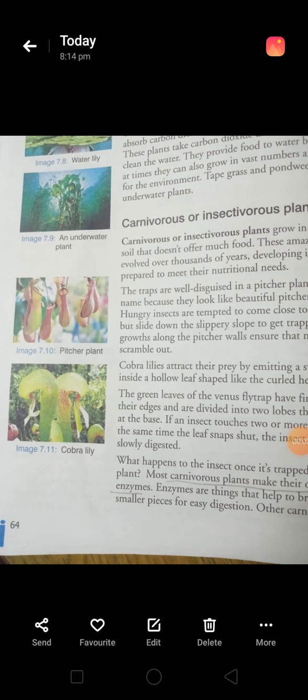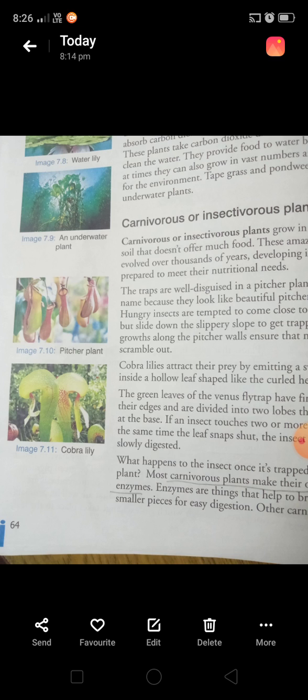Hello students. So far you have studied terrestrial plants, plants in plains, desert plants, and aquatic plants like floating plants, then underwater plants. Today we will learn about carnivorous or insectivorous plants. Carnivorous plants are those plants which eat other animals.